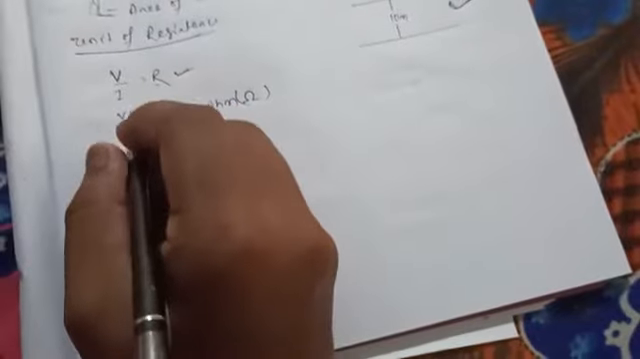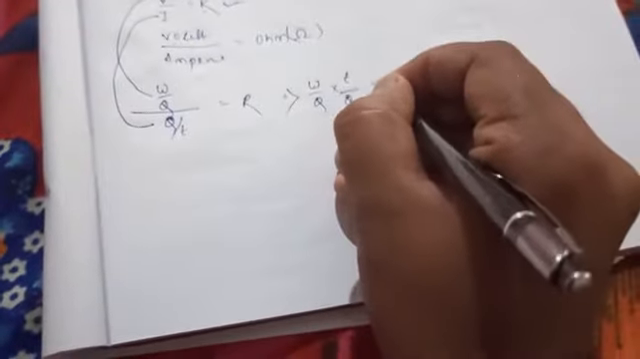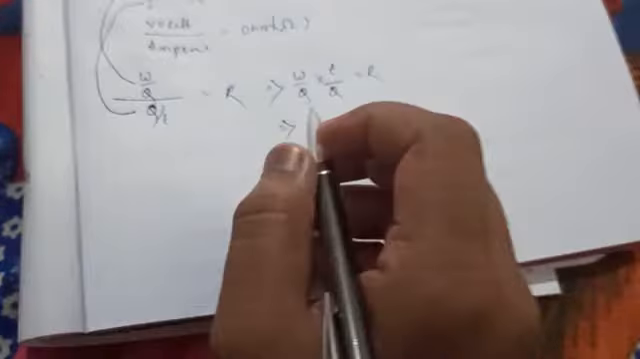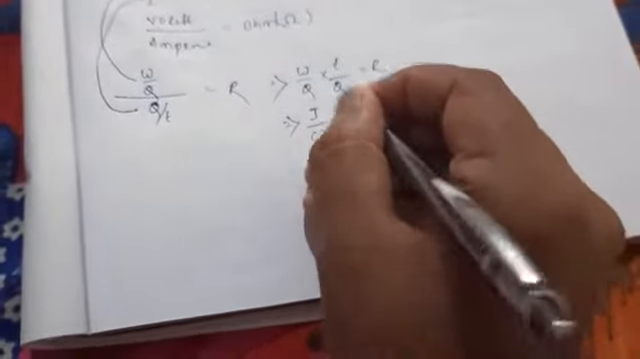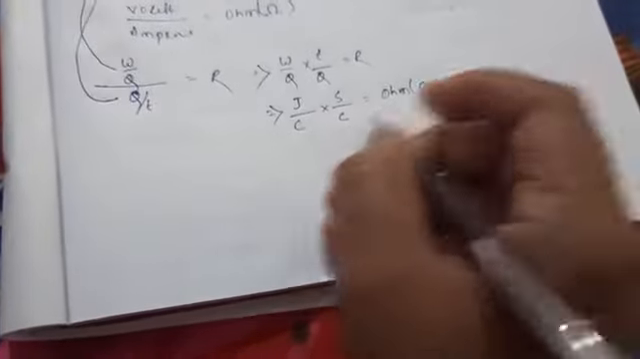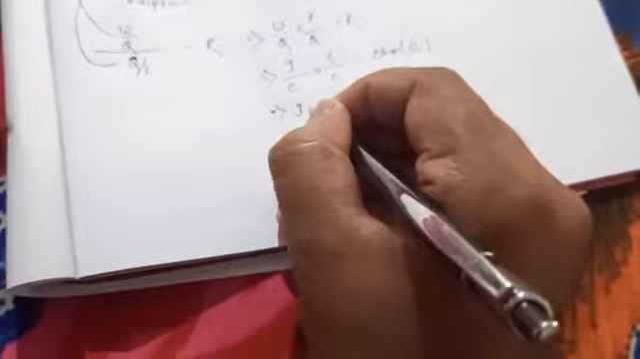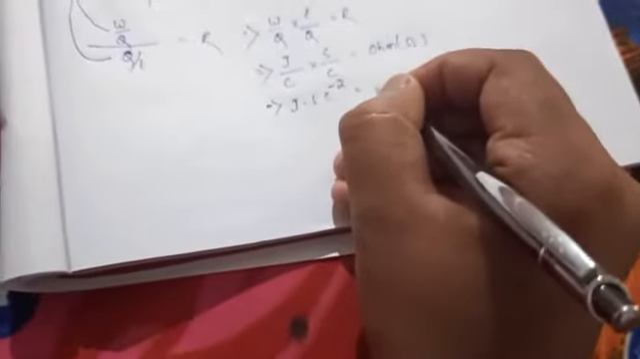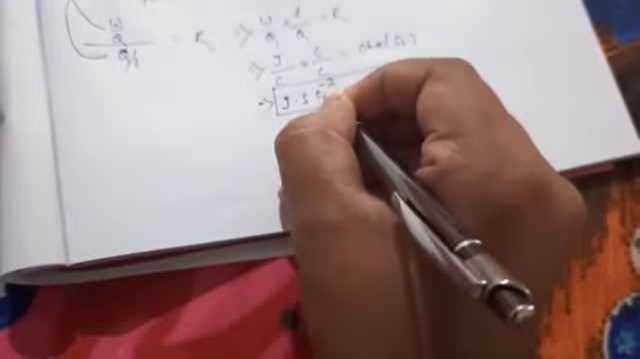We can get another unit also. How? We know that V equals W by Q, divided by I equals Q by T. So we can get W by Q into T by Q equals R. W is joule, Q is coulomb, T is second, Q is again coulomb, and R is ohm. It implies joule into second into coulomb to the power minus 2 equals ohm. In other words, ohm equals joule into second into coulomb minus 2.